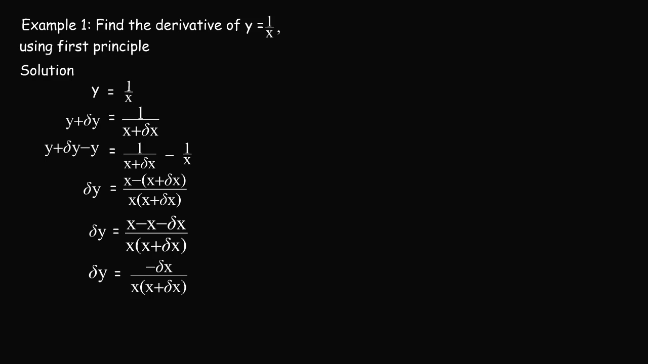At this point, we will divide both sides by delta s to get delta y over delta s. Dividing both sides by delta s, our equation becomes delta y divided by delta s equals minus delta s divided by s in bracket s plus delta s multiplying delta s. The delta s in our numerator and the delta s in our denominator are going to cancel. So we are left with delta y divided by delta s equals minus 1 divided by s in bracket s plus delta s.